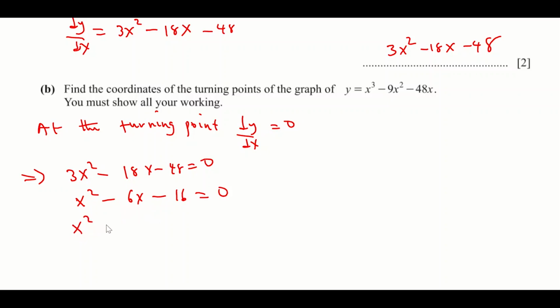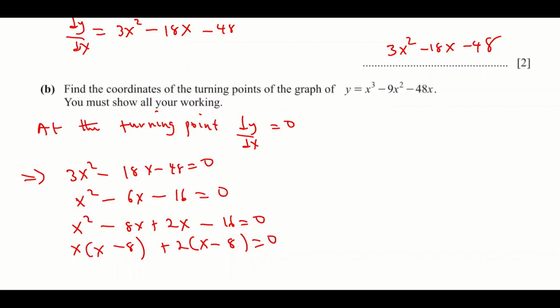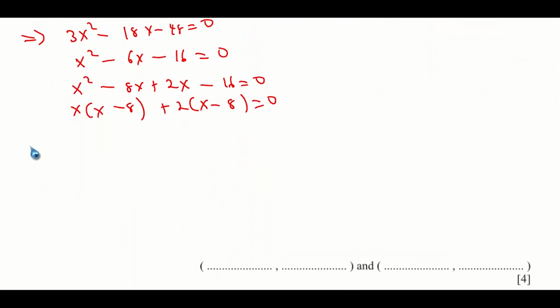So this will be x squared minus 8x plus 2x minus 16 equals 0. So I can factor out x here, so x minus 8. I can factor out 2 here, x minus 8 equals 0. Okay, so it will be x plus 2 into x minus 8.